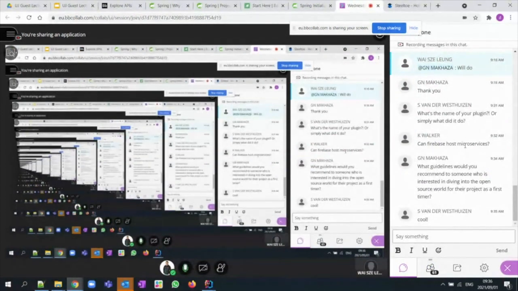Okay. So Firebase from Google Cloud Platform has a variety of roles and services around it.